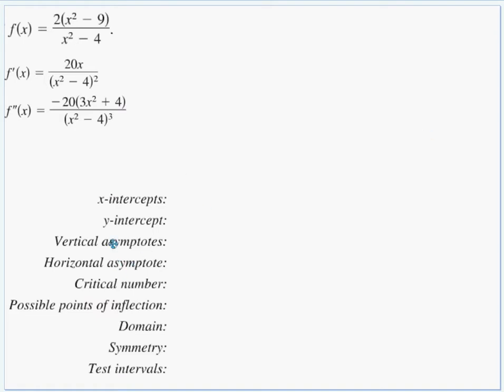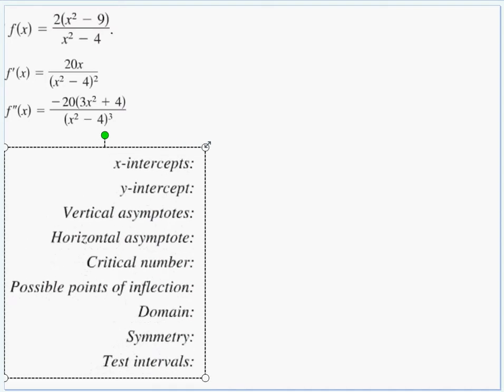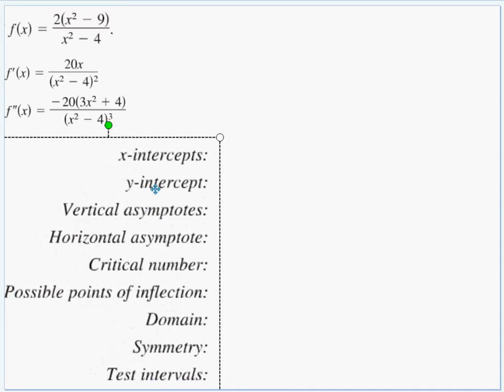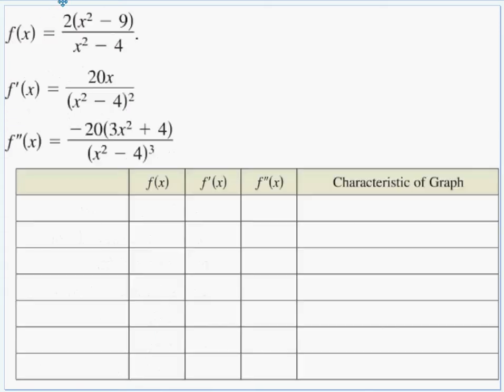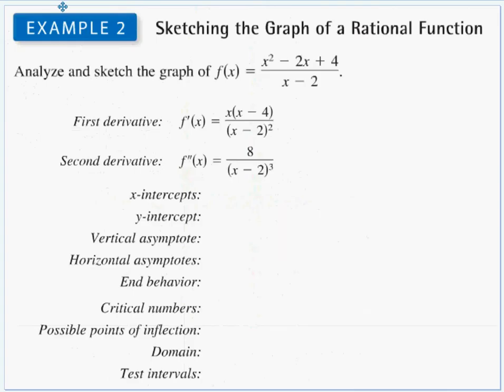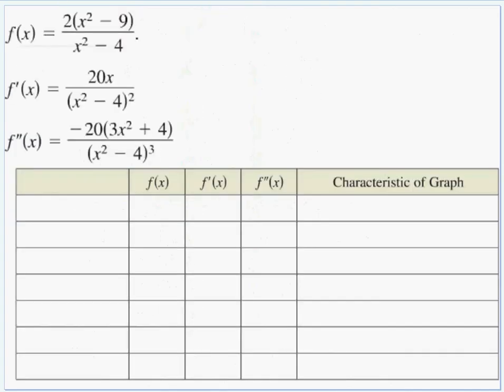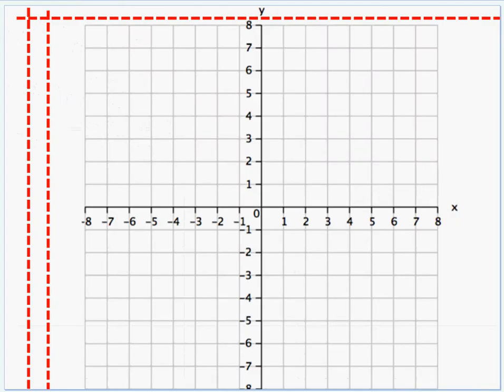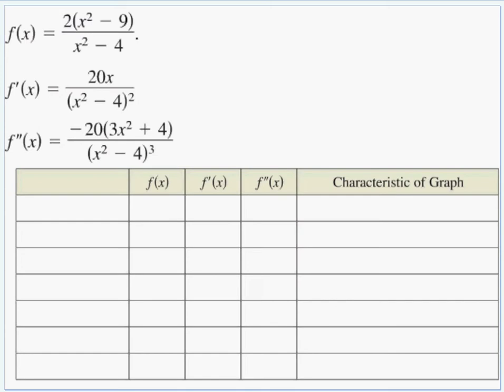Down here below, we've got some key parts we're going to get from looking at f and f prime and f double prime. We will come up with a table here that gives characteristics of the graph, and then we'll start working on the, I didn't want to spoil that. I need the graph of the function. I need a blank piece of graph paper. And there's the graph we'll put together as we go along.